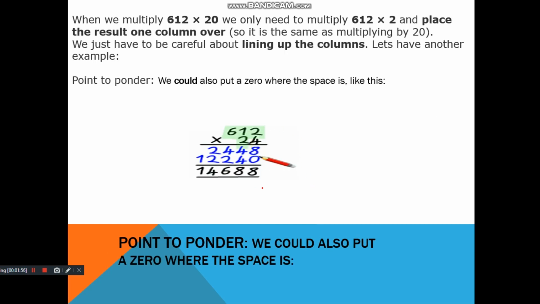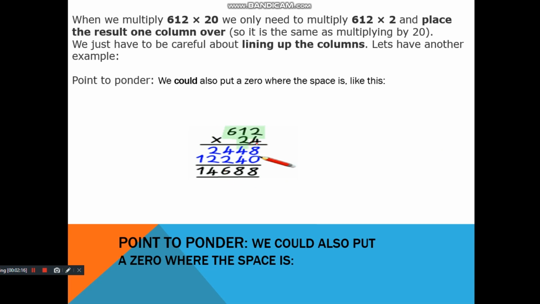And this is the long method. When we multiply 612 by 20, I multiplied already. We only need to multiply 612 by 2 and place the results one column over. You just have to be very careful while lining up the columns. And now this is the larger method.